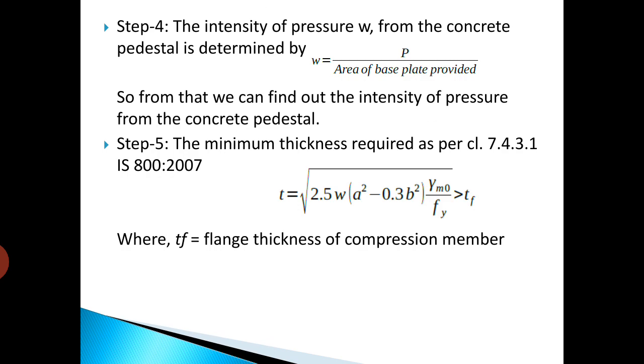What is step 4? The intensity of pressure W from the pedestal is determined by the intensity of upward pressure, that is P divided by the area of the base plate provided. So whatever area we have assumed, based on that we have to find the upward pressure below the base plate. From that we can easily find the intensity of pressure from the concrete pedestal.